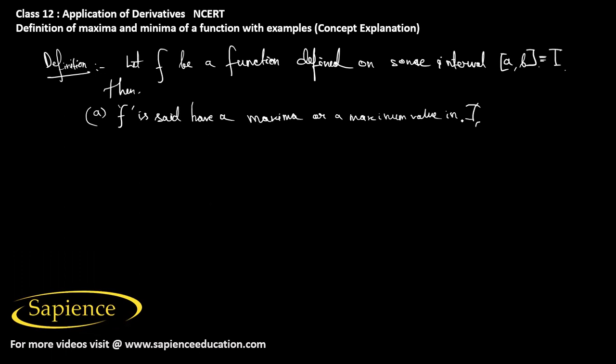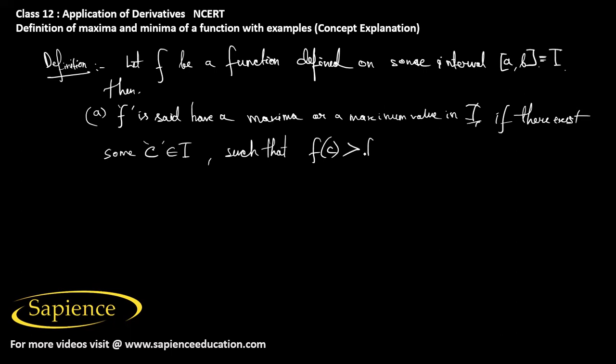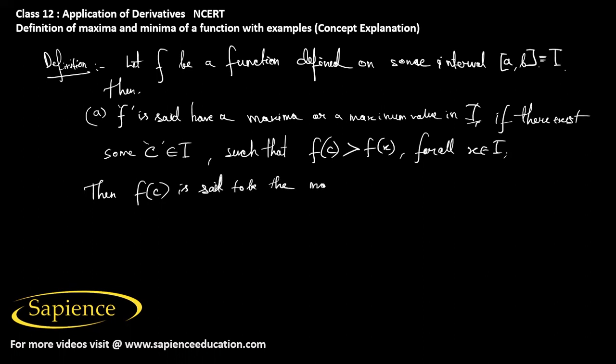So f is said to have a maximum value in that interval I if there exists some point C which belongs to that interval I, such that f of C is higher than any value of f of x for all x belongs to that interval I. So when this happens, then the number f of C is said to be the maximum value of f.